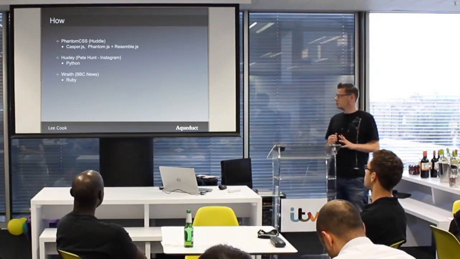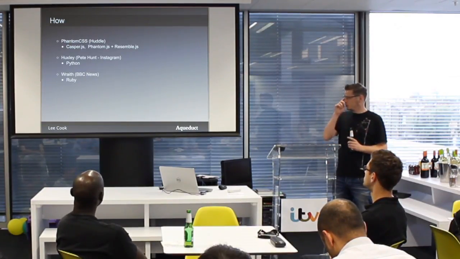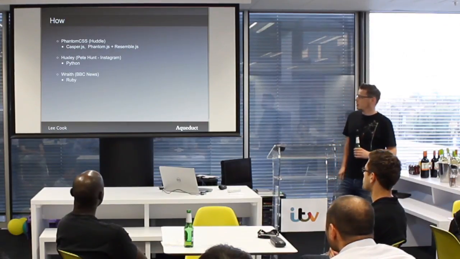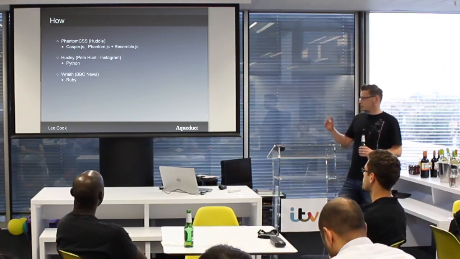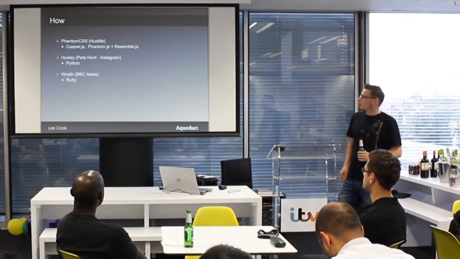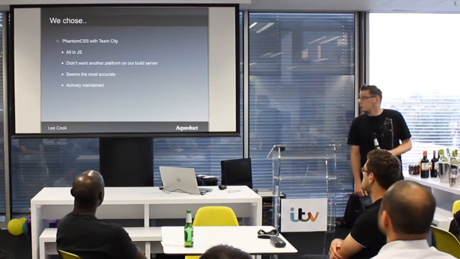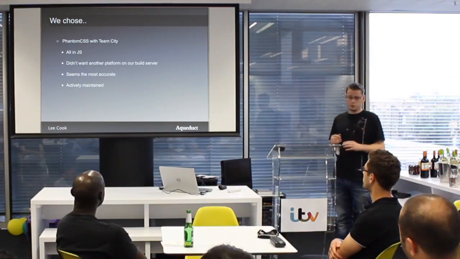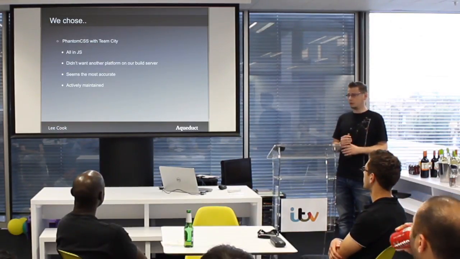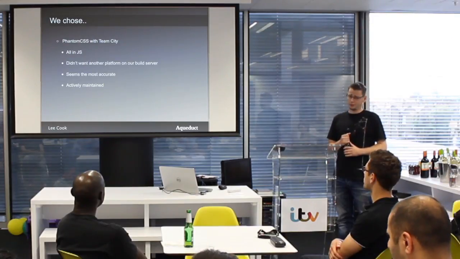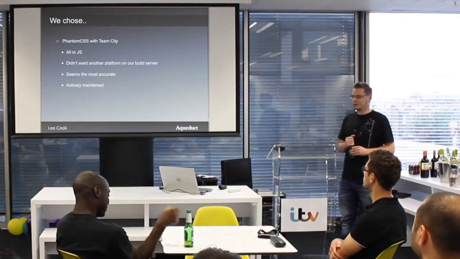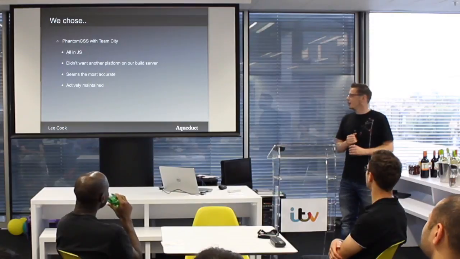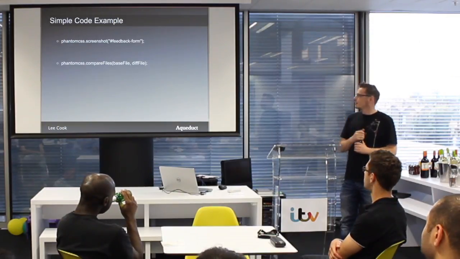There's 3 different main tools at the moment. There's Phantom CSS from Huddle, Huxley from Instagram, and Rafe from BBC News. Basically JavaScript, Python, or Ruby. We chose to use Phantom CSS because it's all in JavaScript, which our front-end team knows really well. And I don't like Ruby or Python, so we didn't want to introduce a new platform into our environment, and it seems to be pretty actively maintained.